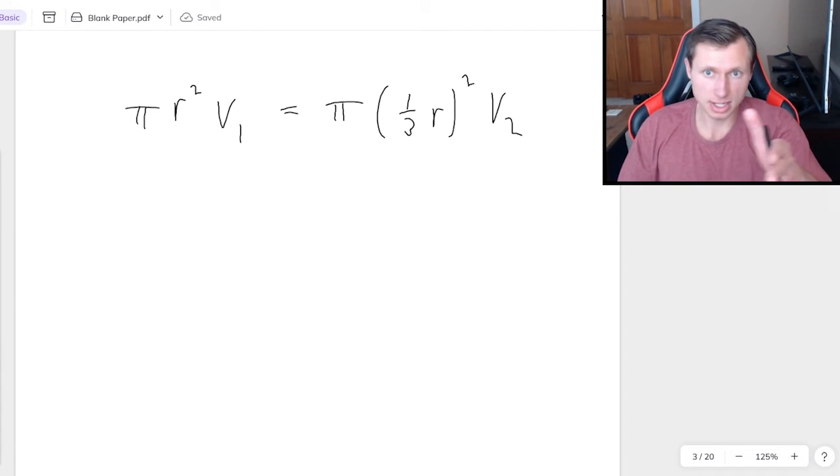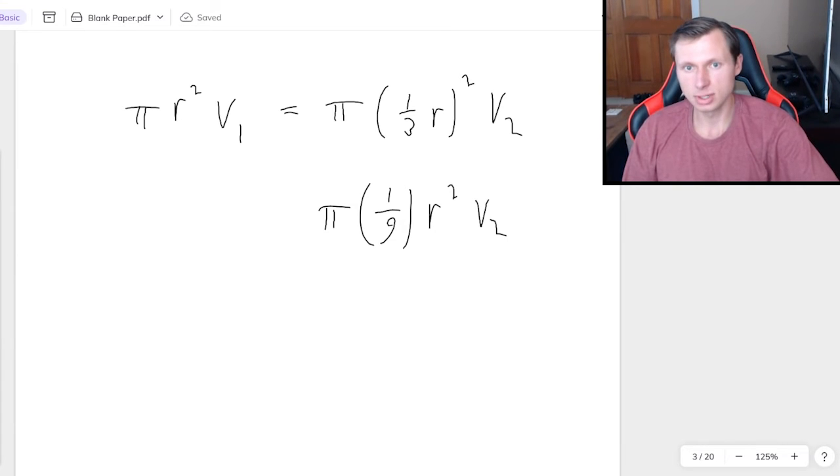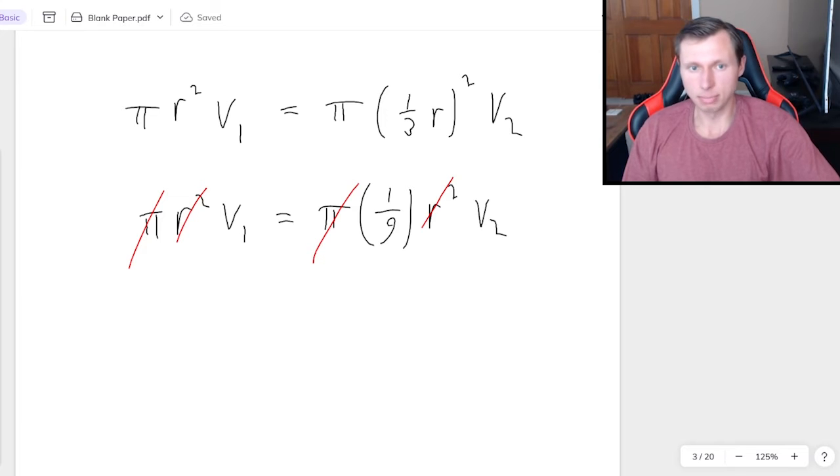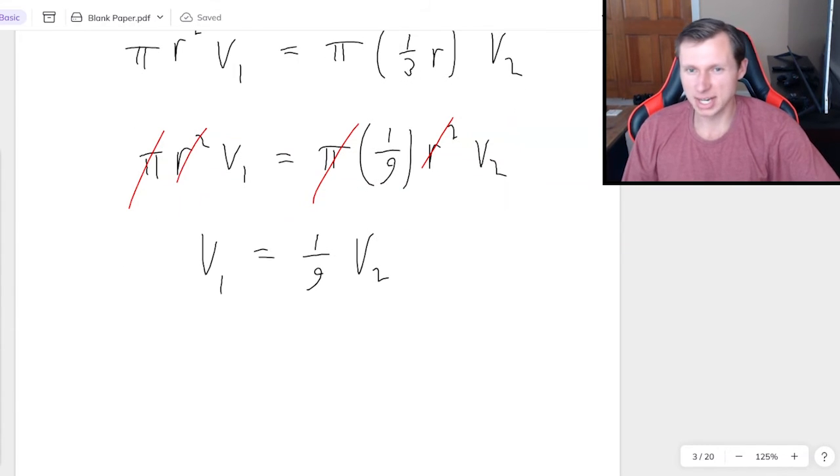15 divided by 3 was the 5 centimeter radius. So anyways, how would I solve this one with just generic variables? I would first square both things, so it's now 1/9 r squared v2 equals pi r squared v1. And now I can cancel nearly everything. Pi and r squared both cancel. And all I'm left with is v1 equals 1/9 v2. So if I want to solve for v2, just multiply both sides by 9.